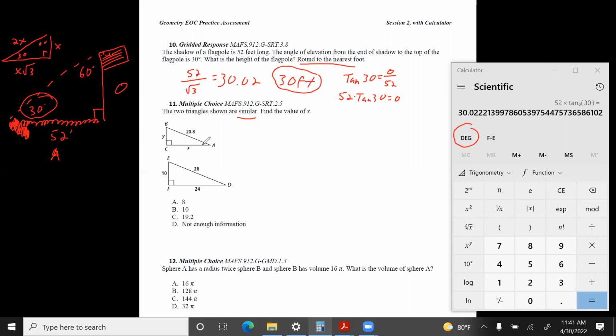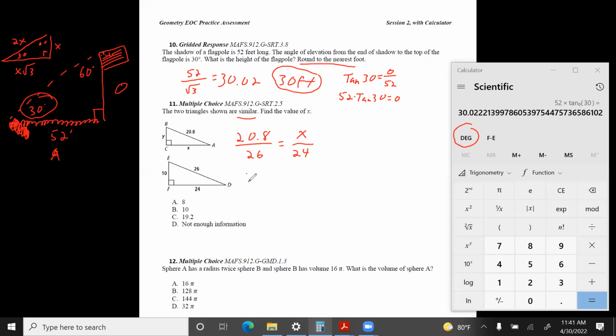Well, we know that the hypotenuse and the side that X is on have to share the same ratio. So I'm going to write a proportion where we have 20.8 over 26 is equal to X over 24. So here it matched up the two hypotenuses over top of each other, and then it matched up the two long legs over top of each other. And I did it in the same order so that the small triangle's on top and the big triangle's on bottom. So now, how do we solve a proportion?